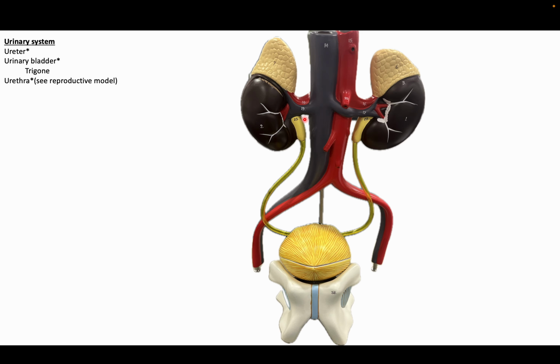From the kidney, urine is going to travel to the bladder via a structure called the ureter right here. From the bladder, the urine is going to travel outside into the environment via a tube called the urethra. I'll show you a better view of the urethra in the reproductive system because we can't see the urethra from here. But essentially, we got the kidneys, we got the ureter. Since there are two kidneys, there are two ureters, and then this is the bladder.